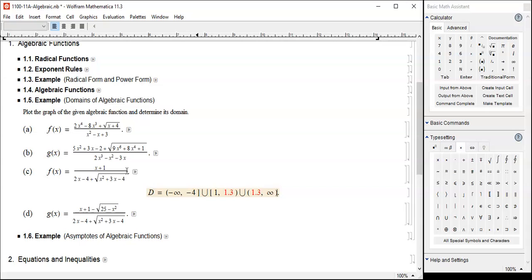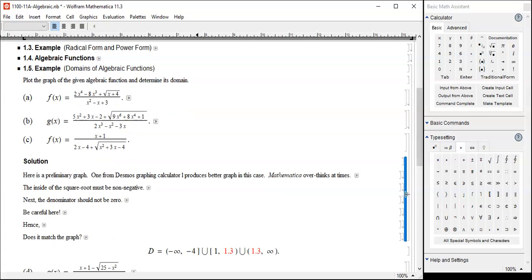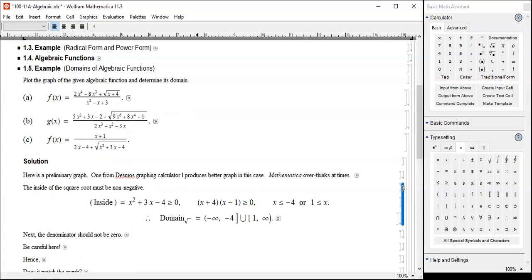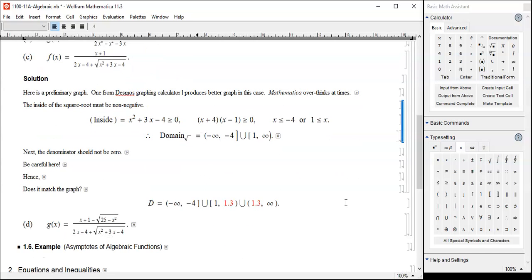Let's go to the algebraic expression. We have two things to consider. Inside of the square root has to be non-negative, and then set the denominator equal to 0. From there, we have one vertical asymptote. Okay, inside of the square root has to be non-negative. That gives me a quadratic inequality, and the solution is like this.